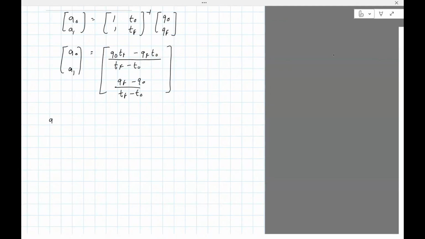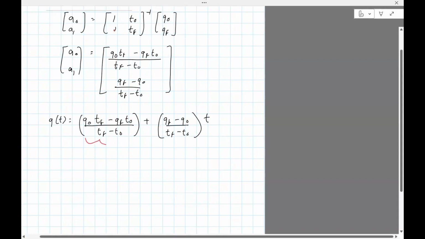And hence, if you try to write the expression for Q of t, this is what we were after. What is the Q such that the trajectory is linear in time? That would be A0, which I will now substitute from the formula we derived: Q0 TF minus QF T0 divided by TF minus T0. That's A0 plus A1 times t. Right, this is A0, this is A1.